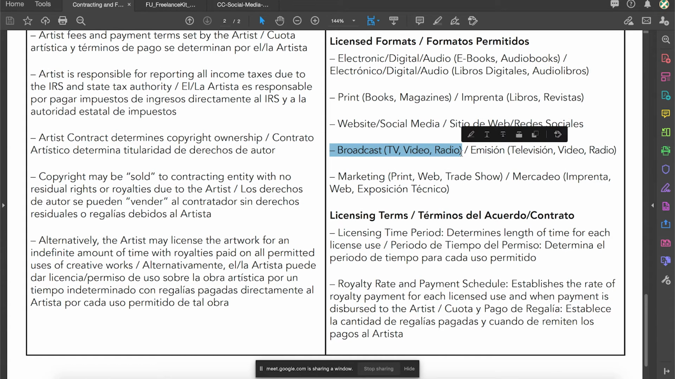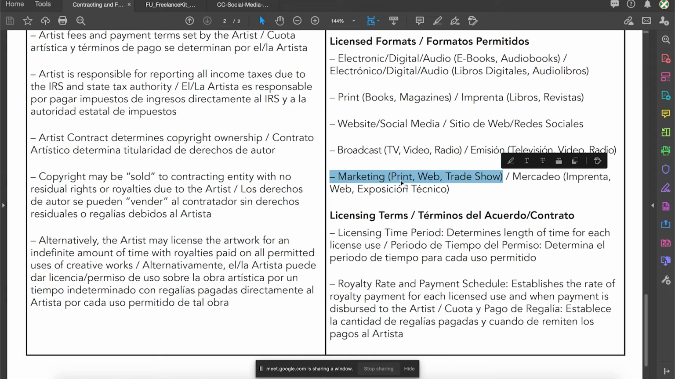Broadcast, that's any form of broadcast, whether it be through TV, video, radio, any portion of you performing your work. If a person wants to use that to promote their business or their services, your performance, they need to license your performance. And if they want to use your work in any kind of marketing material, whether that be a brochure or a postcard, again, the web, if it's for an ad that they're running on their website or on Facebook, something like that, they need to pay you for licensing your work for marketing use.